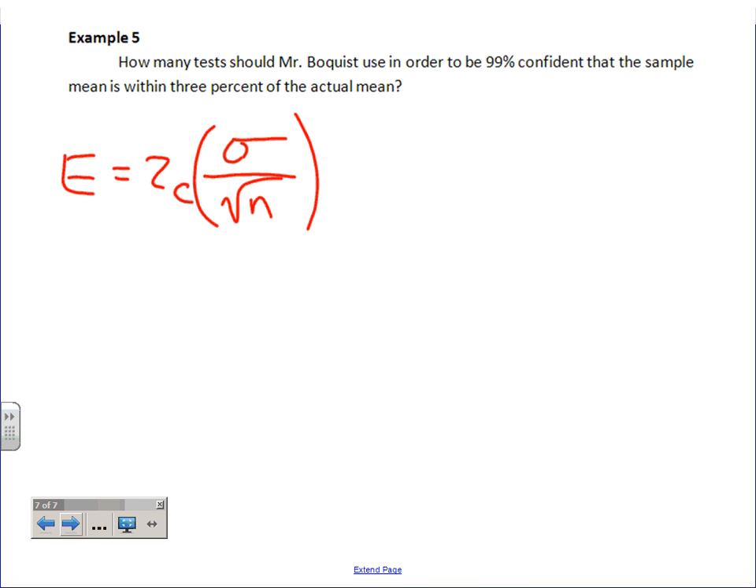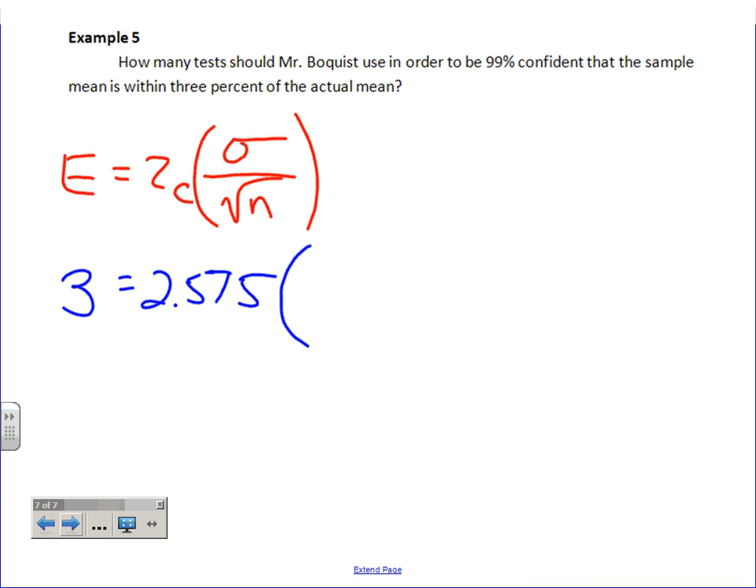2.5, what is it? 2.57. Now, how did you come to that number? Is that right? 2.575? Okay, that's good. That's your z-score because of the 99%, right? Yes. E is 3. Very good. That's my error. I want to be within 3%.